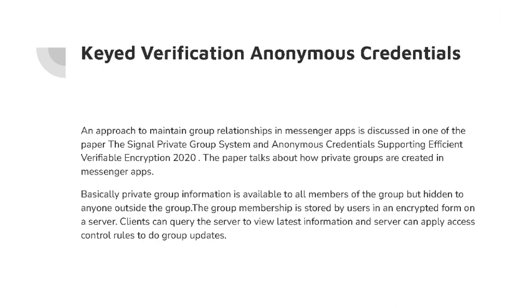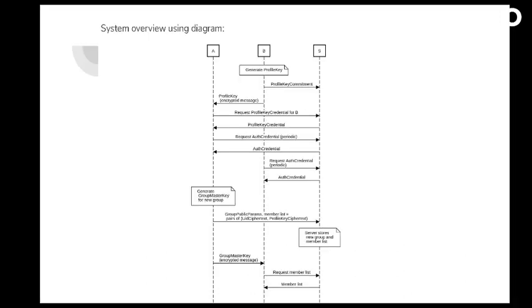Basically, private group information is available to all members of the group, but hidden to anyone outside the group. The group membership is stored by users in an encrypted form on a server. Clients can then query the server to view the latest information, and the server can apply access control rules to do group updates. Now we are going to view the system overview using a diagram.